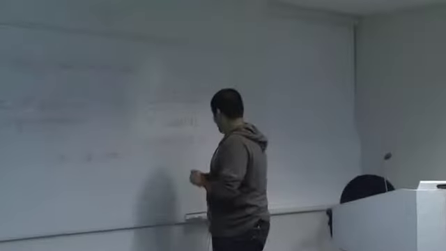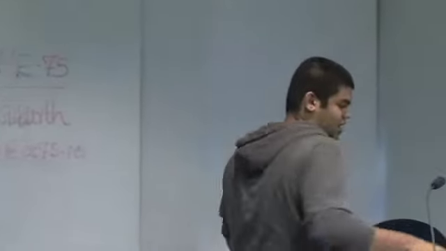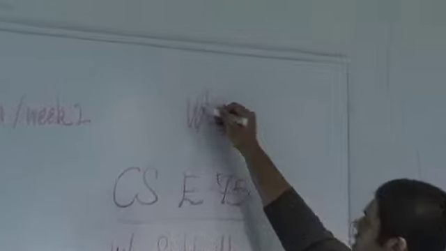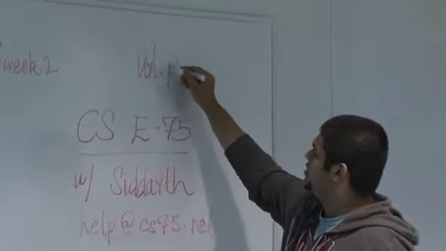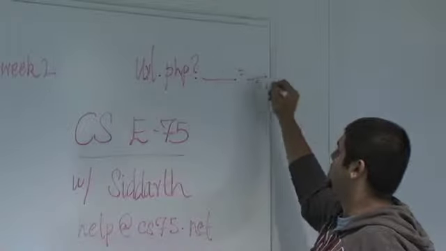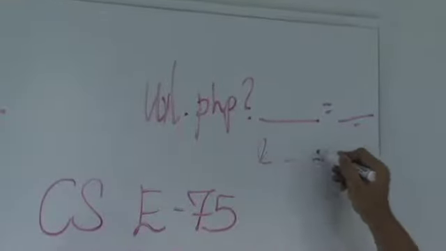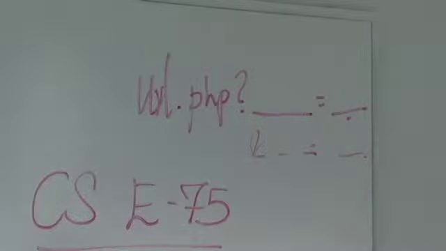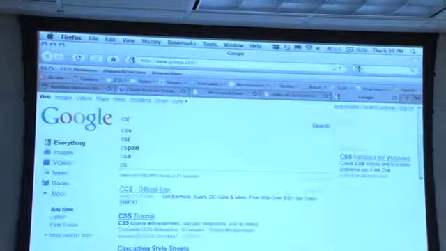Let me grab a different colored pen. So there's the URL, which has http://something.php. So let's add this PHP here. And then there is something here, and a bunch of ands that go into more detail. Another great example of this is most websites that you use on an everyday basis. So let's search for CS75.